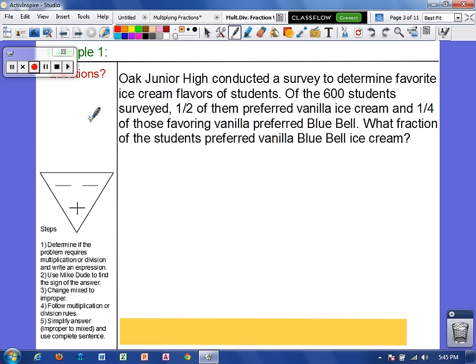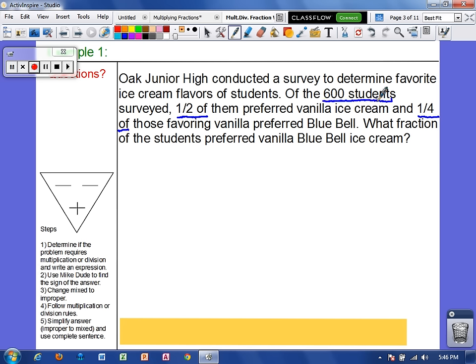Okay, example 1. Oak Junior High conducted a survey to determine favorite ice cream flavors of students. Of the 600 students surveyed, half of them preferred vanilla ice cream, and 1/4 of those favoring vanilla preferred Bluebell. What fraction of the students preferred vanilla Bluebell ice cream? So we have 600 total students. It says half of that preferred vanilla ice cream, and then 1/4 of that specifically preferred Bluebell.